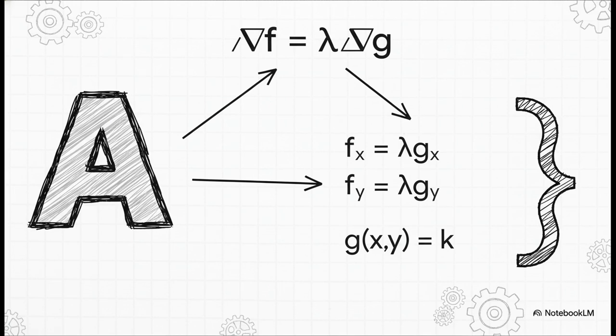That main vector equation we saw actually breaks down into a few pieces. We make one equation for the x component and one for the y component. We do this using what are called partial derivatives, which is just a fancy way of saying, look at the slope in only the x direction, then only the y direction. So the x slope of the mountain equals lambda times the x slope of the path. Same thing for y. Then you just add in your original constraint equation and boom, you have a system of three equations for your three unknowns, x, y, and lambda.